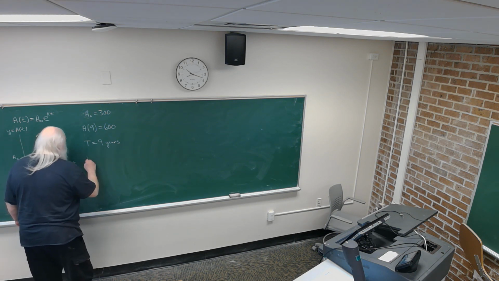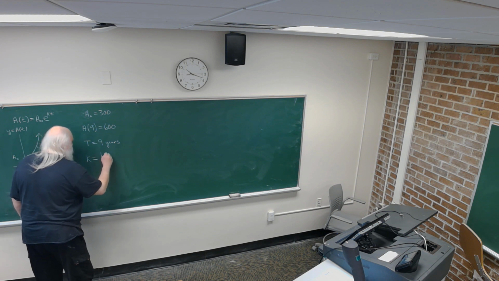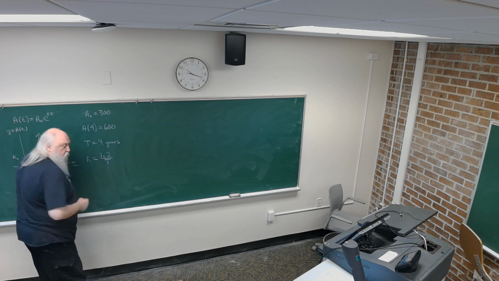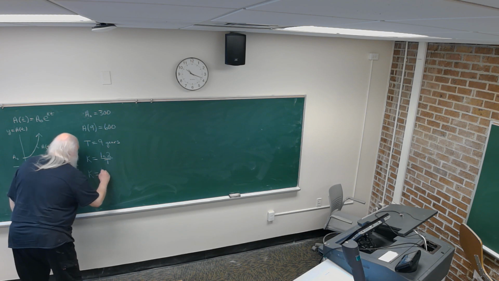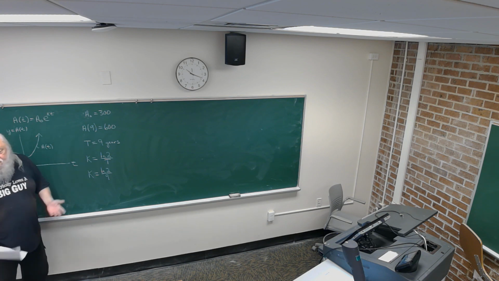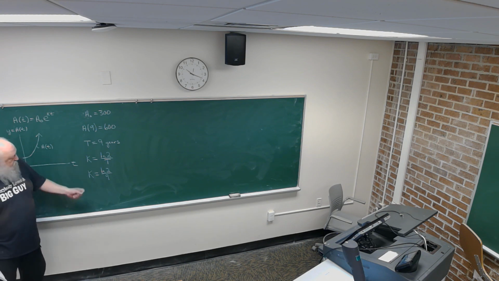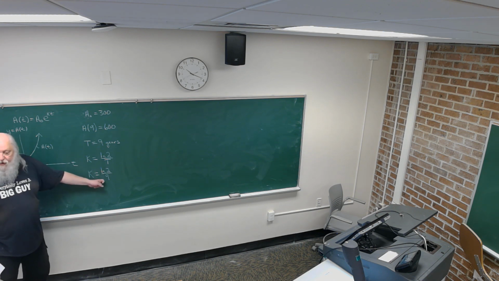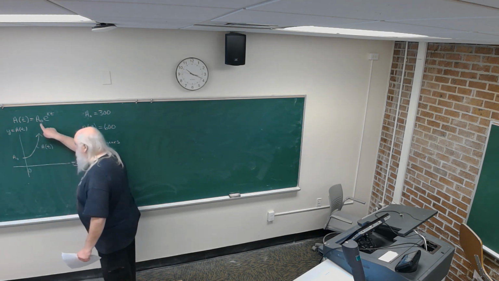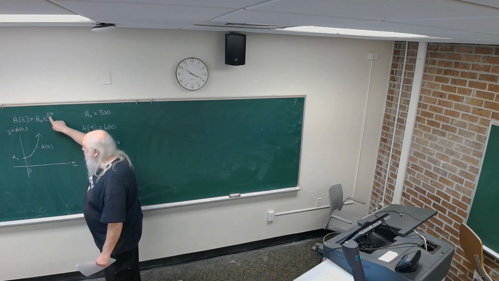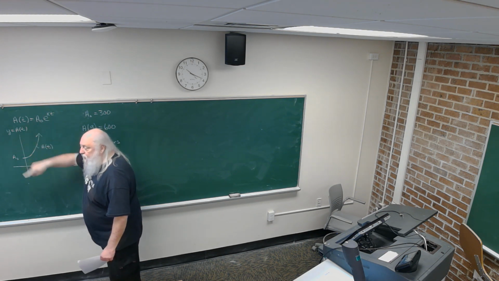So k in this case is equal to the natural log of 2, which is a real number, divided by big T, and big T is equal to 9 years. There are no calculators on the exams, so you have to give exact values, no decimal values. So the exact growth rate is the natural log of 2 divided by 9 in this problem. Now we can substitute for A sub 0 and k to get the exponential model.